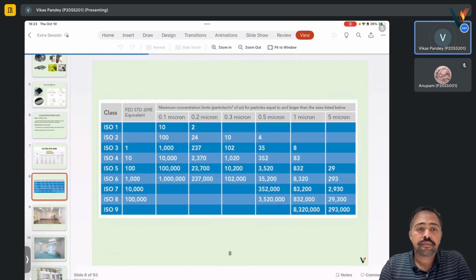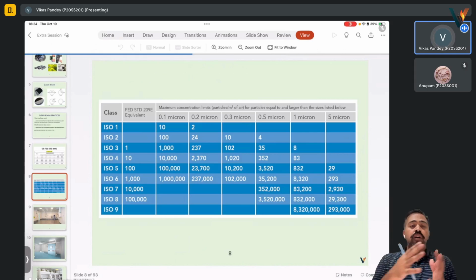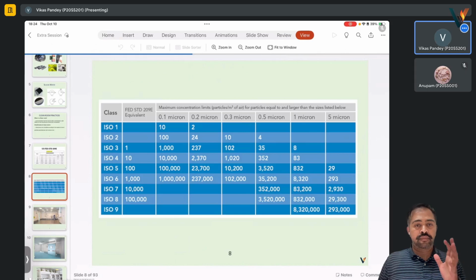Then there is another way of classifying clean rooms, the ISO standard, ISO 1, 2, 3, 4 and so on. These have equivalents in the Fed standard, like ISO 3 is equal to class 1 of the Fed standard. Here the volume is defined in terms of particles per cubic meter, defined by the number of 0.1 micron particles available in one cubic meter of air in the clean room. If there are 10, it is ISO 1; if 100, that is 10 to the power 2, ISO 2; 10 to the power 3, ISO 3, and so on.